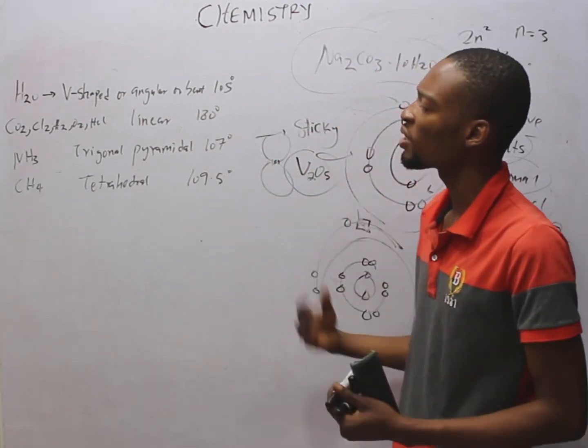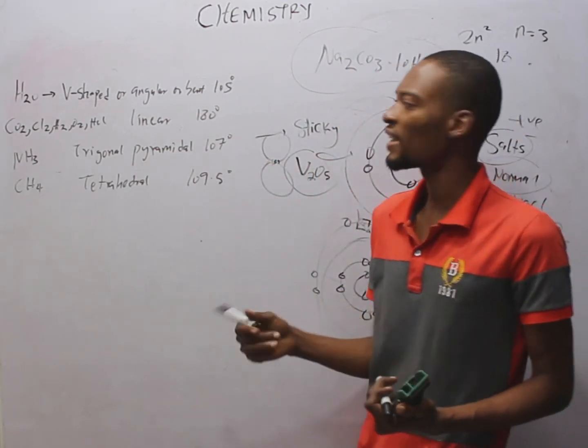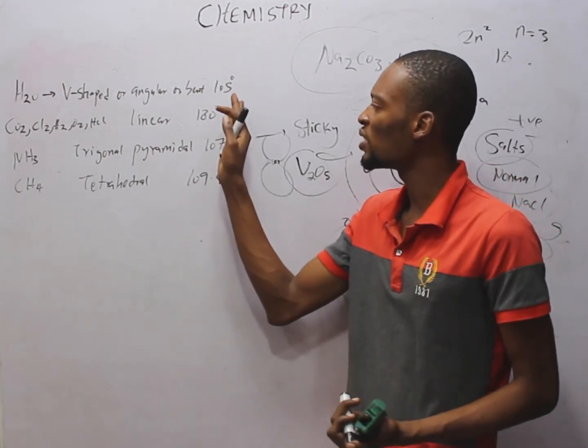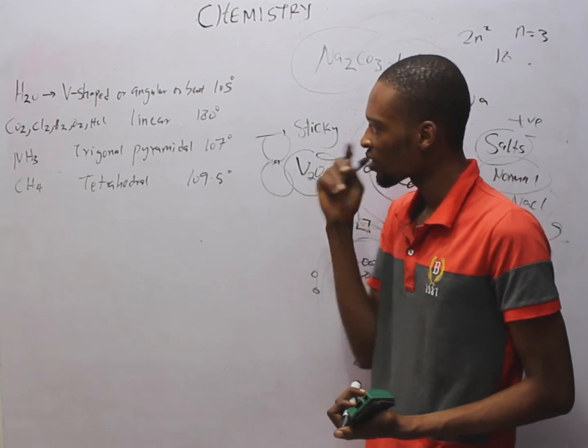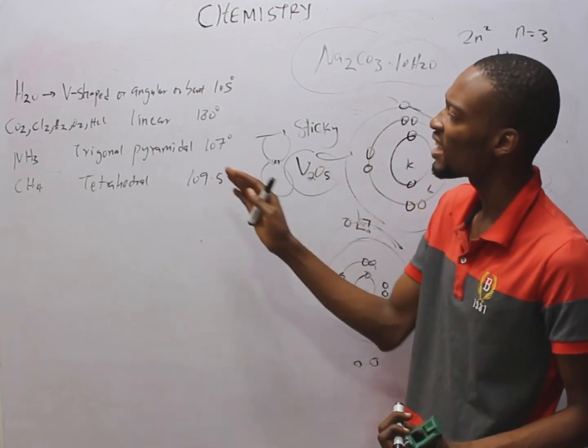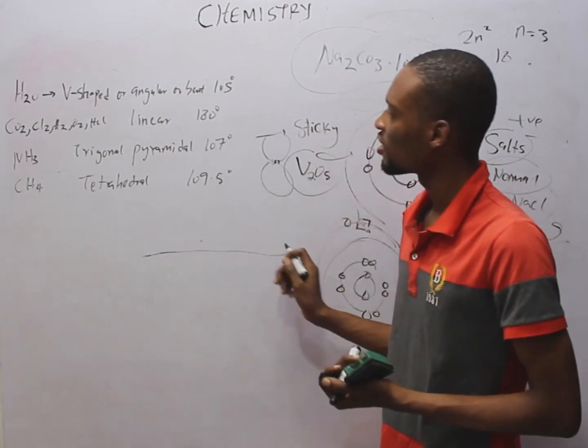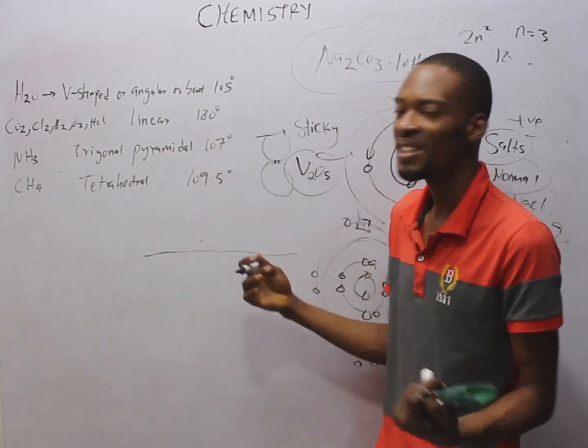Then we have shapes of molecules. The molecule of water is V-shaped, angular, or bent, and the bond angle is 105 degrees. For carbon(IV) oxide and HCl, these molecules are linear, and the bond angle is 180 degrees.